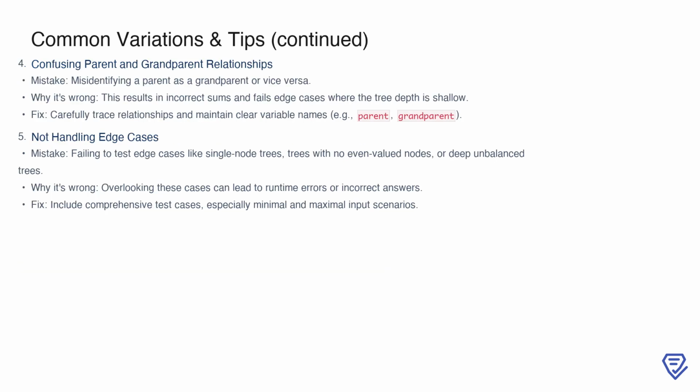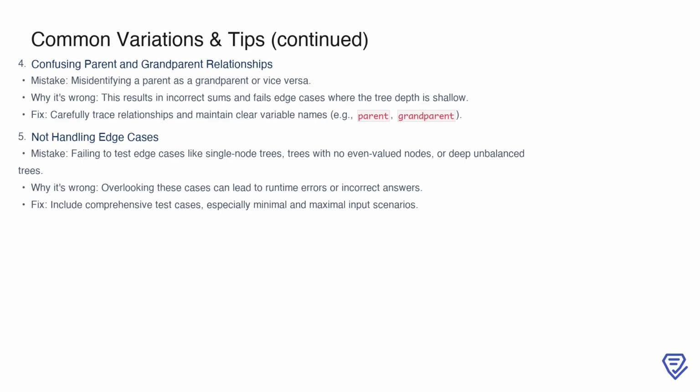Another common issue arises from confusing parent and grandparent relationships. It's easy to accidentally treat a parent as a grandparent or vice versa, which can lead to incorrect sums, especially in edge cases like shallow trees. Clear variable names, such as parent and grandparent, and careful tracing of relationships can help prevent this mistake.